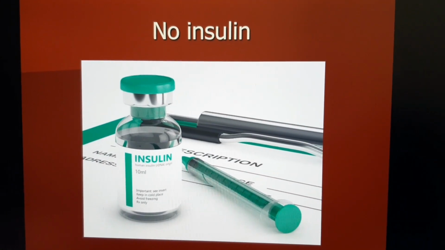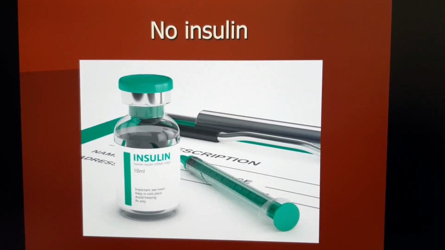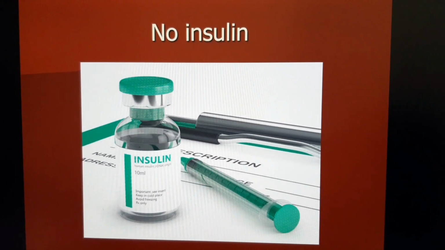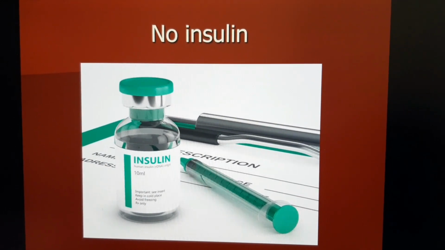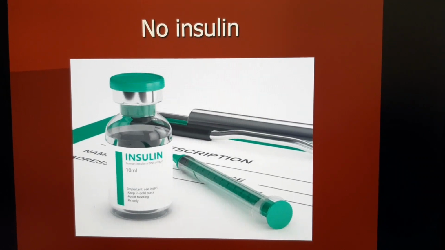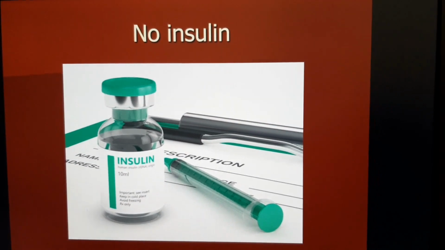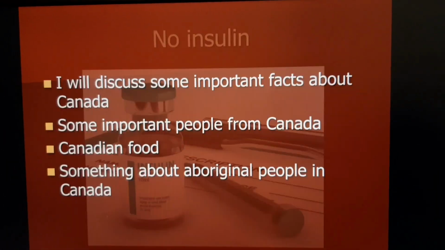And of course, insulin also comes from Canada. It was invented by Dr. Frederick Banting in London, Ontario. And of course, if there was no insulin, there would still be a lot of suffering people in the world.